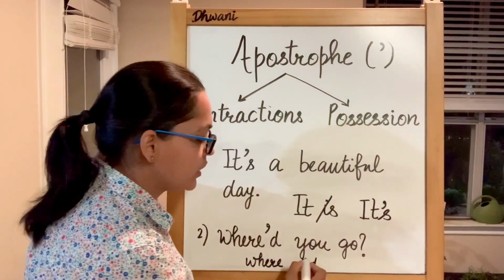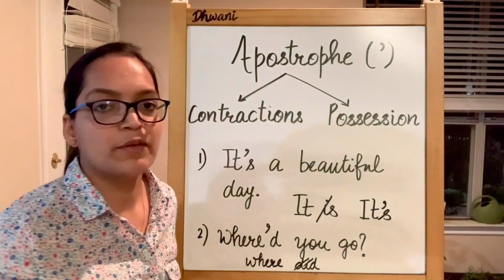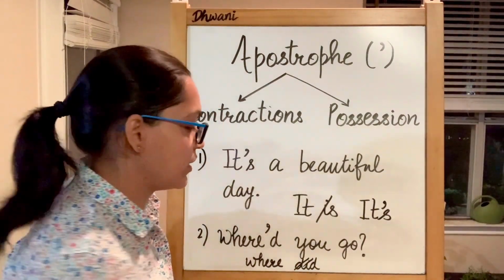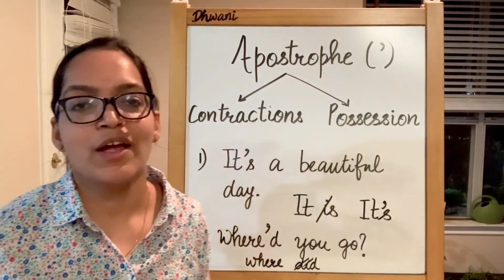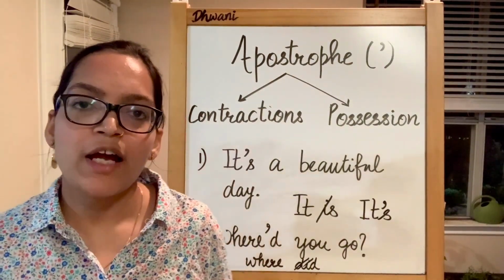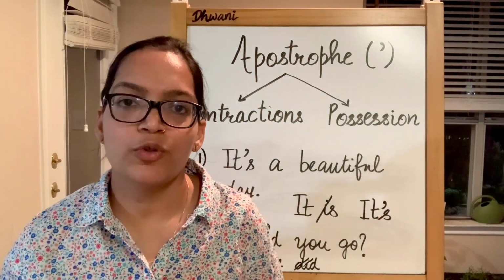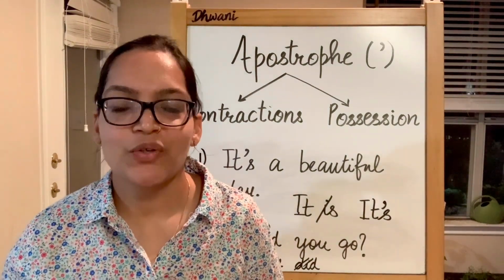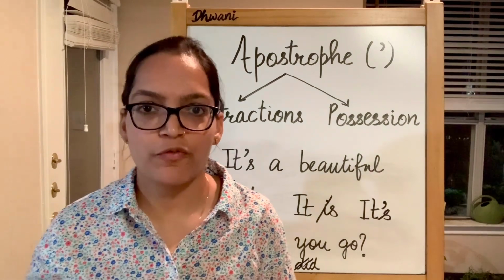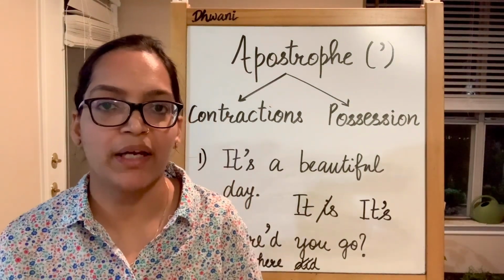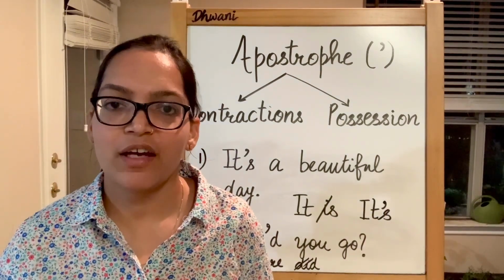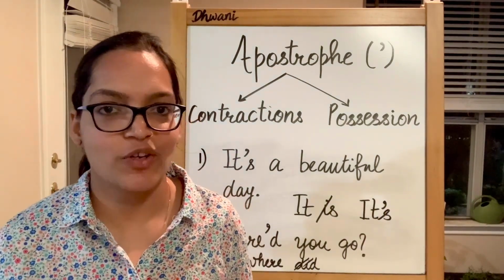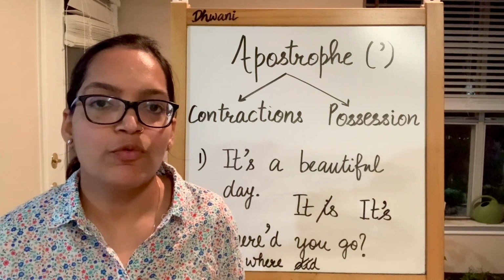I removed the I and D. That means we have omitted two alphabets here, and in place of the omitted alphabets I have put my apostrophe. So can we do that for any word that we want to shorten up? No. English grammar has some particular fixed words which you can combine and turn into a shortened form. And there are over 90 contractions in English grammar, which you can easily find while reading.